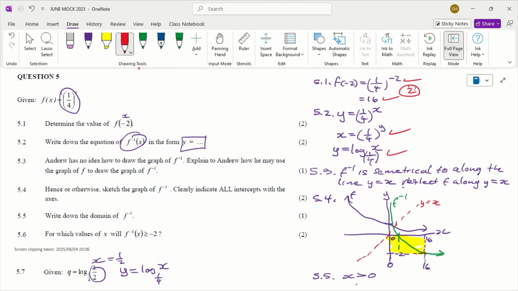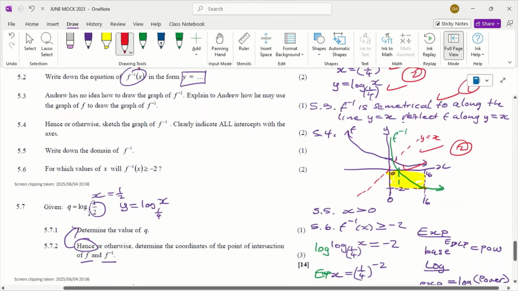For 4.5, we get a mark for the domain of the inverse, that is 1 mark. And then for 5.6, we get a mark for converting to exponential form and finding 16. And then also for writing the correct notation, we get a mark, that is 2 marks.